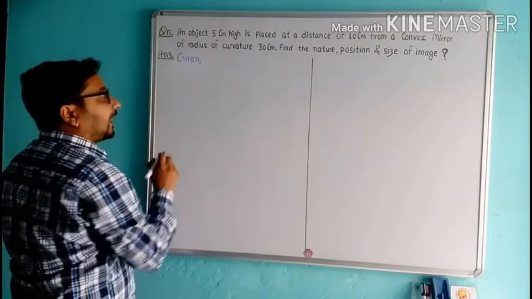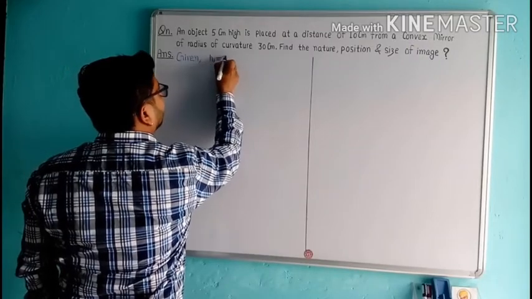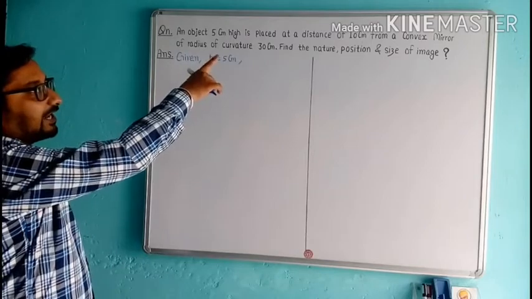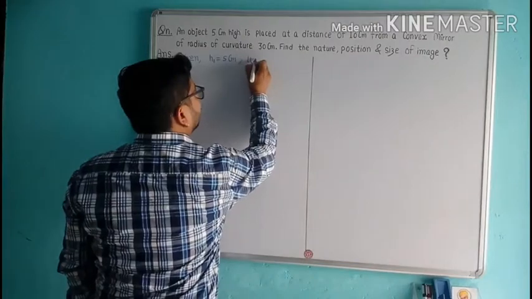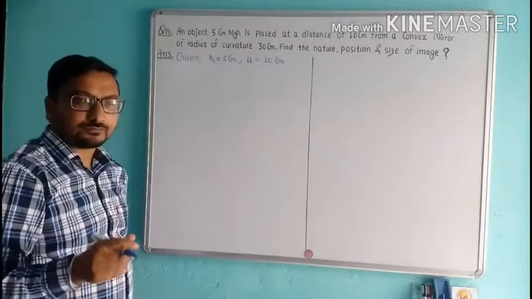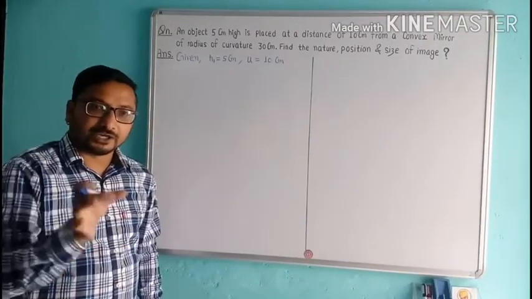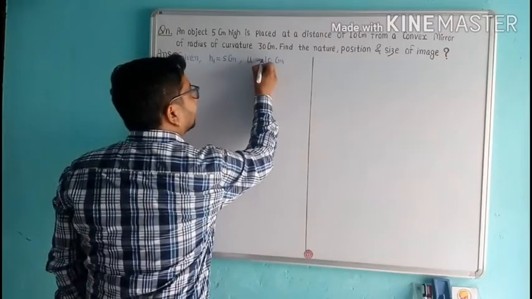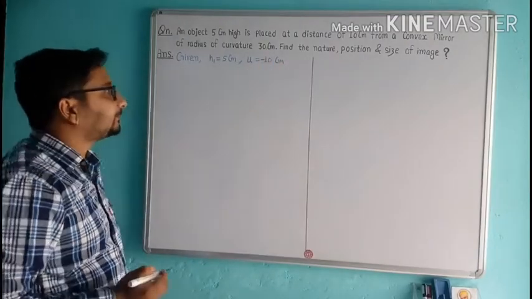Object 5 cm high. That is the size of the object. H1 is equal to 5 centimeter. It is placed at a distance of 10 centimeter from a convex mirror. That is the position of the object. U is equal to 10 centimeter. Now, we know that we always put our object on the left side of the mirror, in front of the mirror. And using sign convention, we always take it with a minus sign. U is equal to minus 10 centimeter.